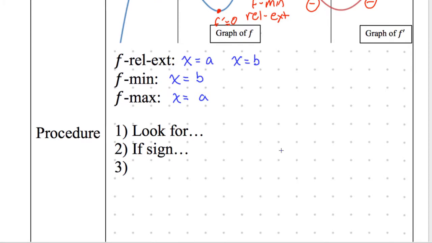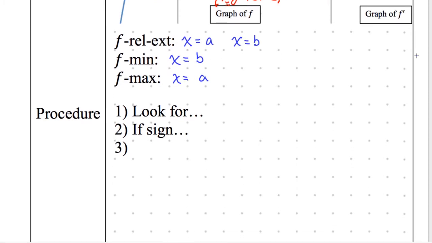All right, so our procedure. We need to look for F primes. Equal to what? When we're trying to find relative extrema, what are we setting F prime equal to? What are we looking for? Where F prime is equal to 0. Yep. We're looking for the CVs first, those critical values first.